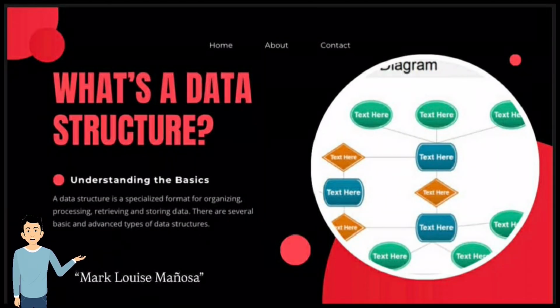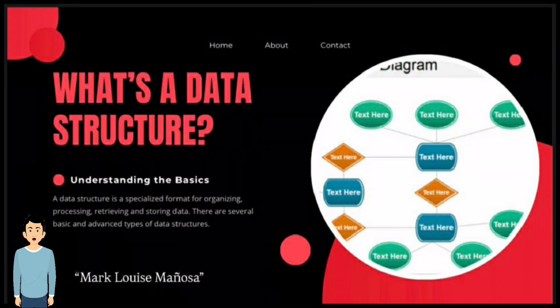Animated slides defining each term, plus simple diagrams showing the relationships. Let's start with the basics. First, what's a data structure? Think of it as a container for organizing and storing data, just like a bookshelf organizes books by genre, author, and size, so you can find what you need fast.